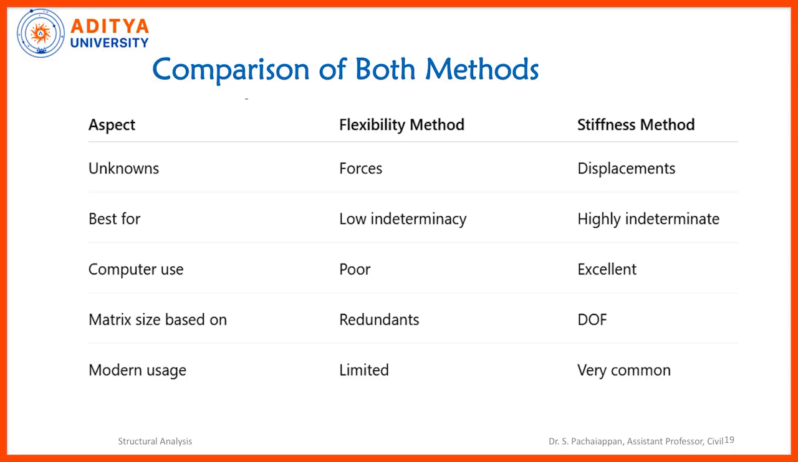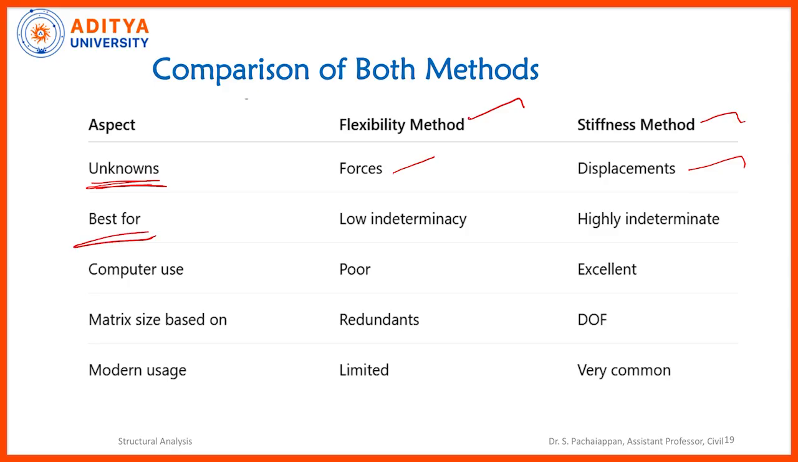And this comparison between the flexibility matrix method and the stiffness matrix method is very, very important, and it will be asked in the examination also. First of all, the flexibility matrix method is there and then the stiffness matrix method is there. Primarily, what are the unknowns? In the flexibility matrix method, forces are unknown, that is why it is also called a force method. In the stiffness matrix method, the displacements are unknown, that is why it is called a displacement method.